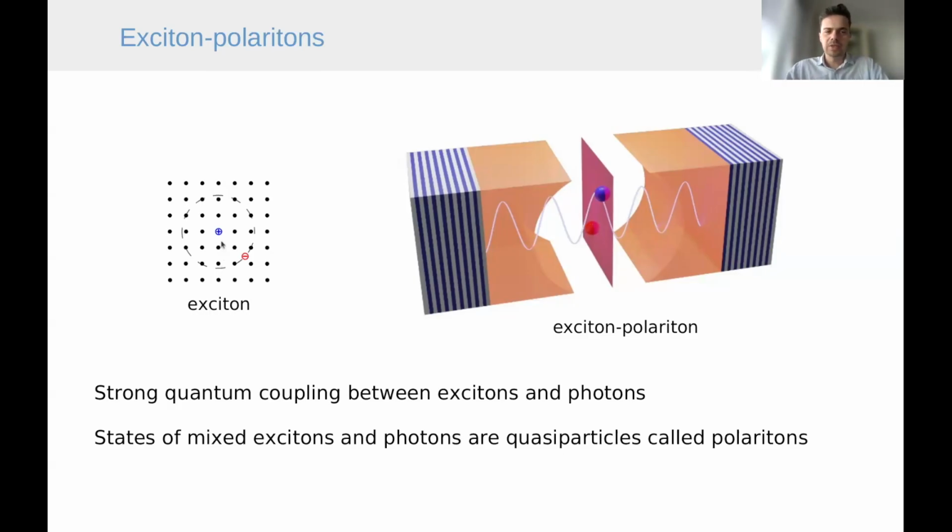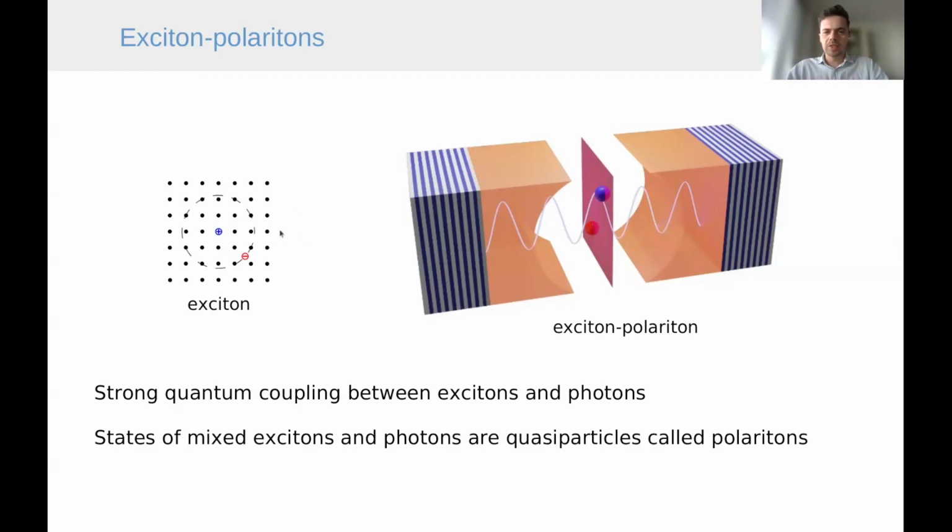Another difference is that there is not such a big difference between the masses of the hole and the electron as in the case of an atom. In the case of an atom, the electron is extremely much lighter than the nucleus.